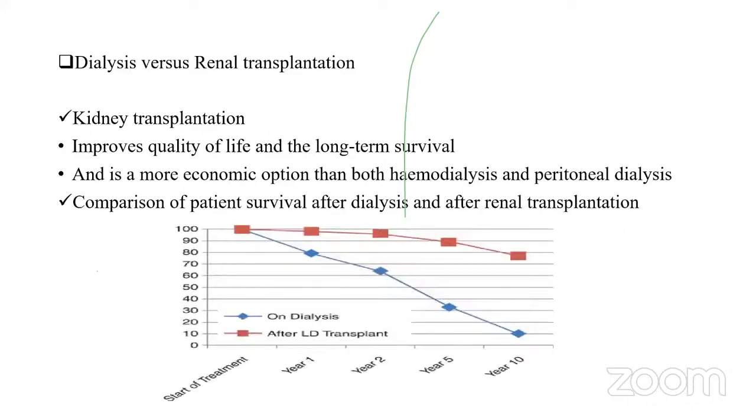Dialysis versus renal transplantation. Kidney transplantation improves quality of life and long-term survival and is a more economic option than both hemodialysis and peritoneal dialysis. Comparison of patient survival on dialysis and after transplantation: the blue line is dialysis and the red line is transplanted patients. The survival rate is higher in kidney transplanted patients compared to dialysis patients.